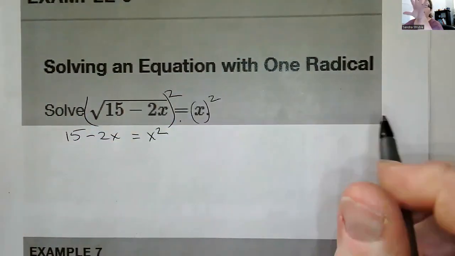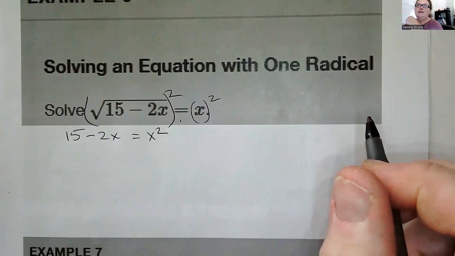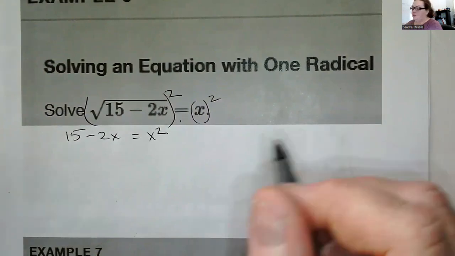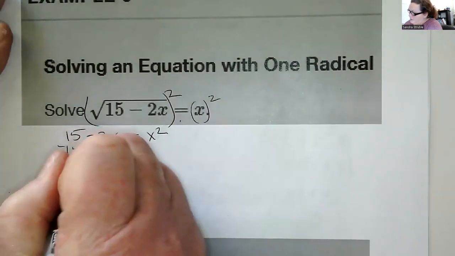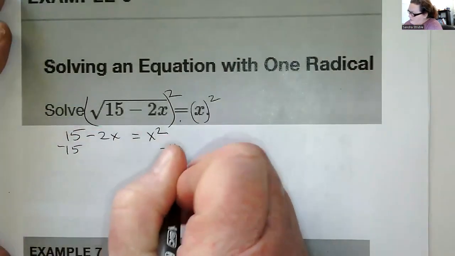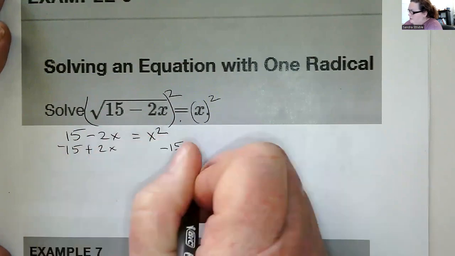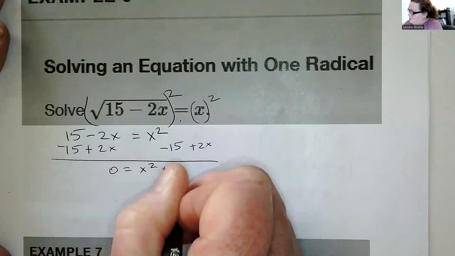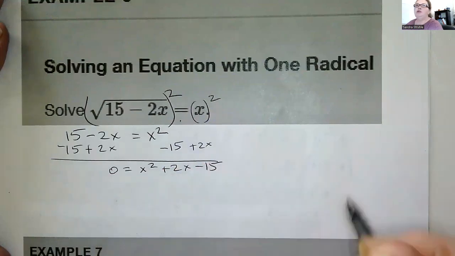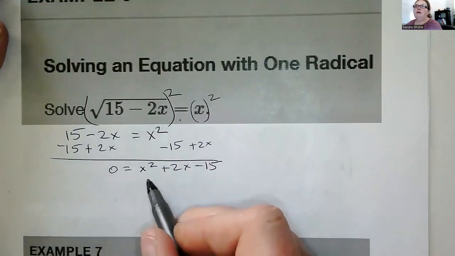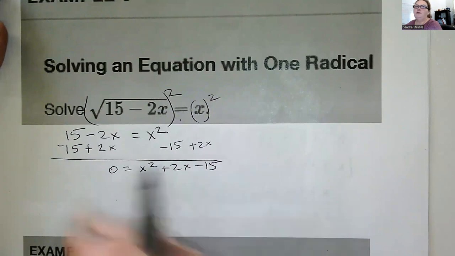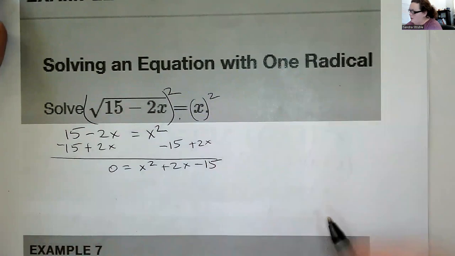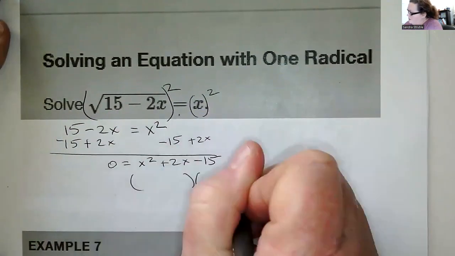All right, I want to get all my terms on one side and set this equation equal to 0 because I'm going to end up factoring it into 2 parentheses. So I'm going to subtract 15 from both sides, and I'm going to add 2x to both sides just to get it moved over. And I get 0 is equal to x squared plus 2x minus 15. Just notice that I put them in order for the polynomials from the highest exponent, the highest degree, to the lowest. So I'm just now going to break this into 2 parentheses.